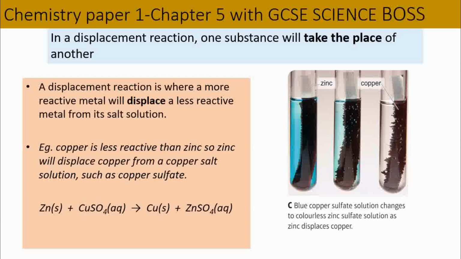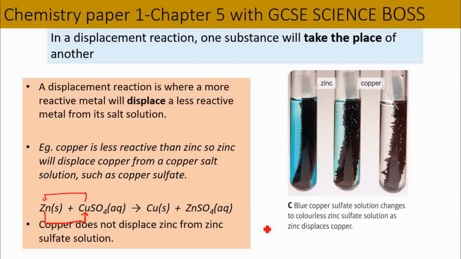All right, and here is a reaction just to show that zinc has now taken the place of copper. So notice now where copper is, it's been taken by zinc, which knocks out copper, which is then by itself there. Okay, good. So copper does not displace zinc from zinc sulfate solution because copper is less reactive.